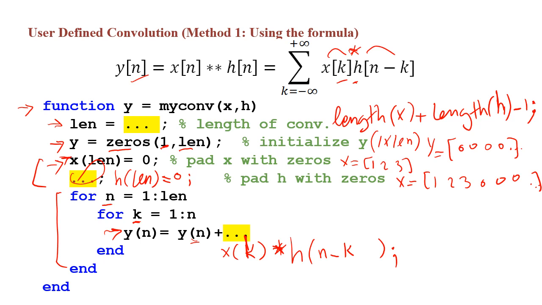Notice that the reason why I left space here is because I need to explain something before we finish the function. Notice that the first time you enter the loop, the value for n is equal to 1, right? And the value for k is also equal to 1. So that means n minus k is equal to 0. And it is impossible for us to access element at index 0 in MATLAB because the first index in MATLAB is equal to 1.